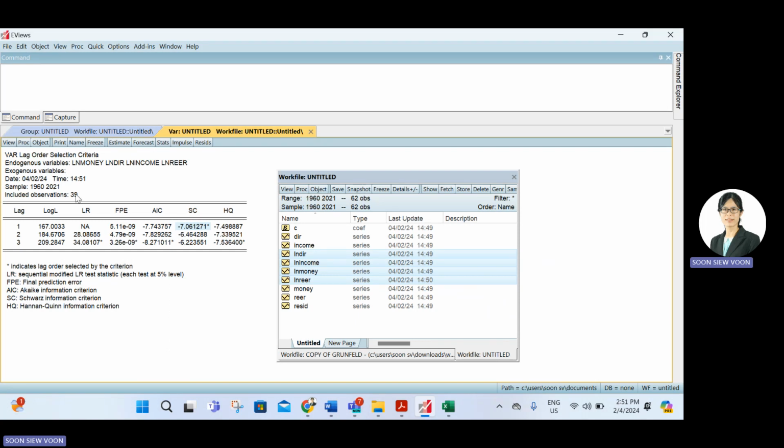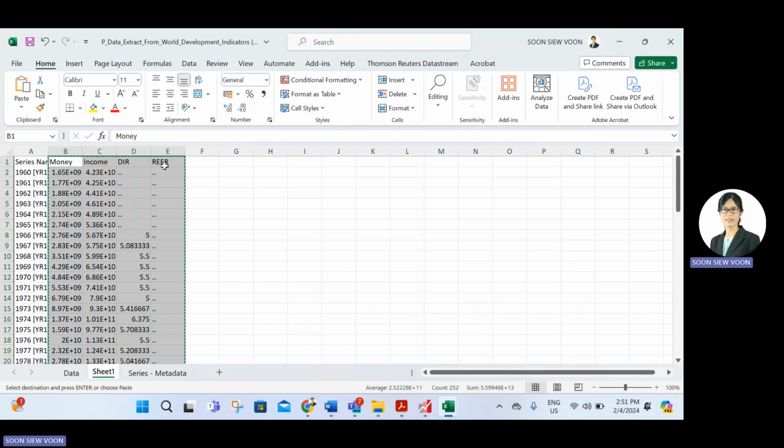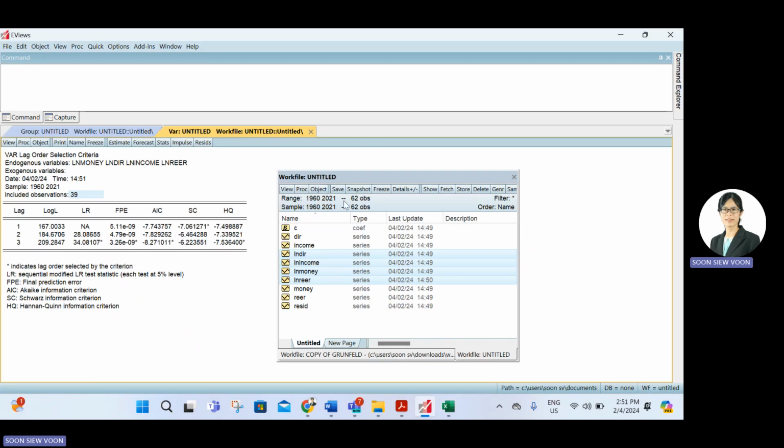It gives me just 39 observations, because this one is a balanced sample. So just 39 instead of 62, because I think one series is actually the RER, and it just starts from 1979. That's why it's a shorter sample compared to the 62 observations. So it's one lag.